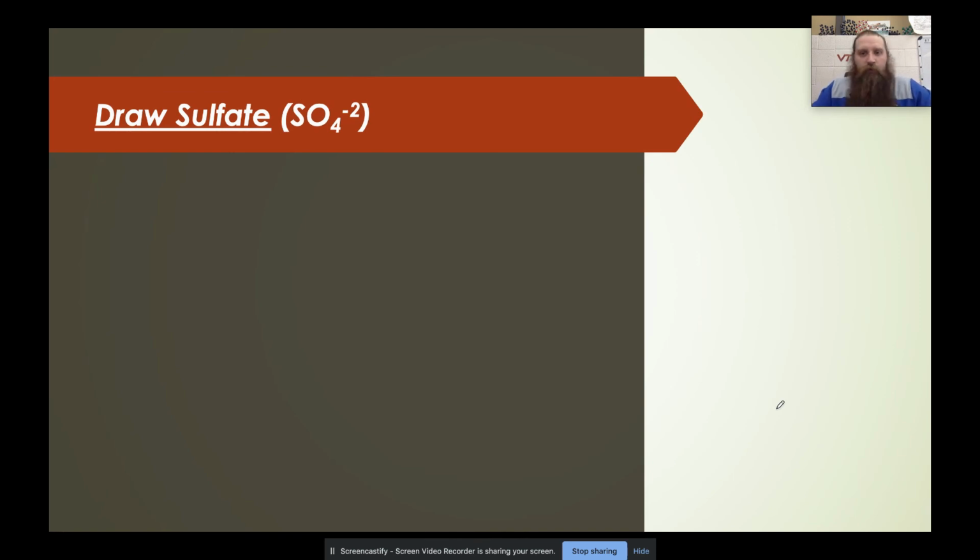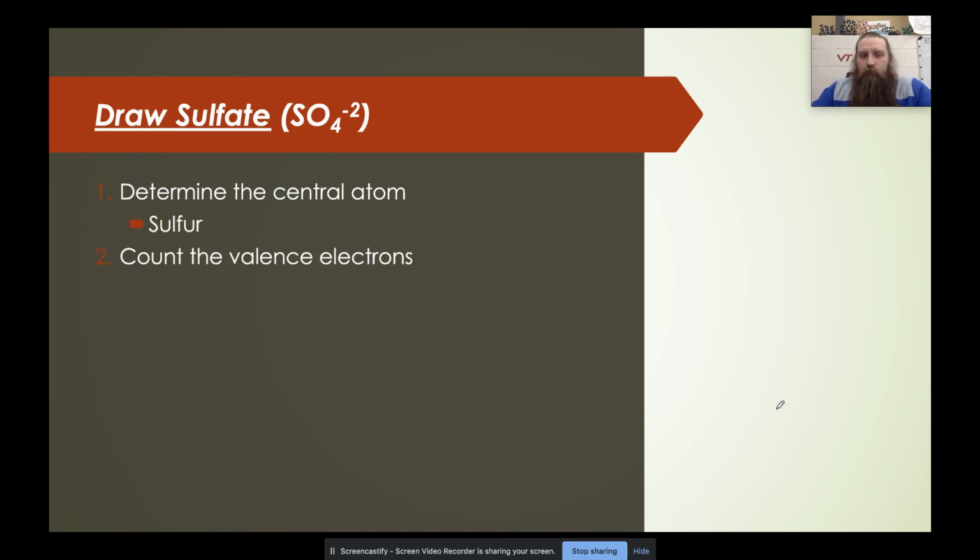So here, we're going to draw sulfate, all right? Who's the central atom? Well, our rule tells us that it's probably the atom that there's only one of. So in this case, I have sulfur. I need to count up my valence electrons. Sulfur has 6. I know that because I count from the left to the right, just like we do for charge. So let's draw that out here real quick.